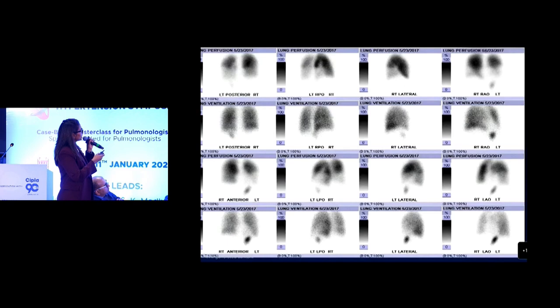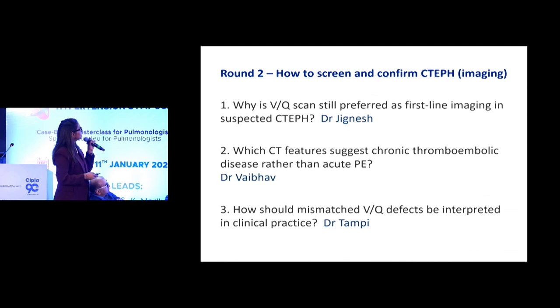This is another image. If we start in the first row, we have the ventilation images and then the perfusion, and then again ventilation and perfusion. So we can see the mismatched defects. There are darker areas and there is reduced blood flow in the lighter areas. So let us now move on to how to screen and confirm CTEPH by imaging.